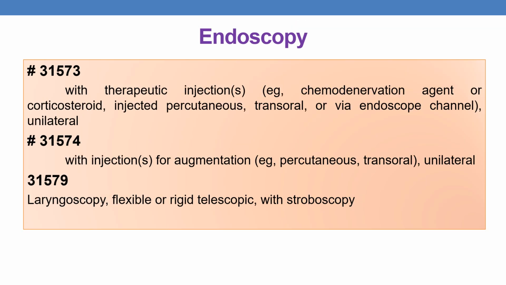The next CPT is 31573. It deals with laryngoscopy flexible with therapeutic injections. Example, chemodenervation agent or corticosteroid injected percutaneous, transoral or via endoscope channel unilateral. The next CPT is 31574. It deals with laryngoscopy flexible with injection for augmentation. For example, percutaneous, transoral, unilateral. The next is 31579. It deals with laryngoscopy, flexible or rigid telescopic with stroboscopy.